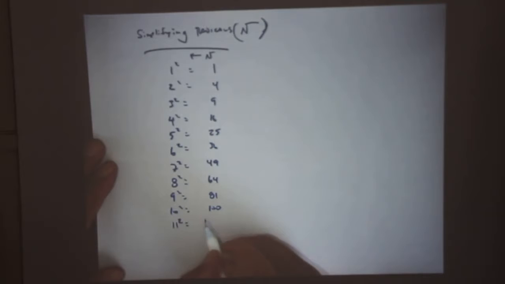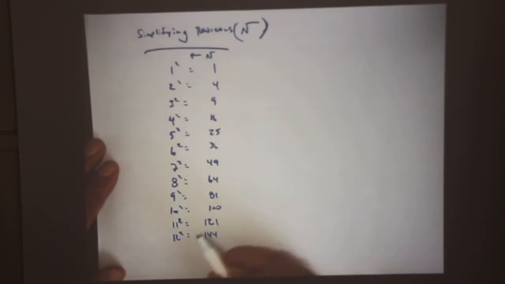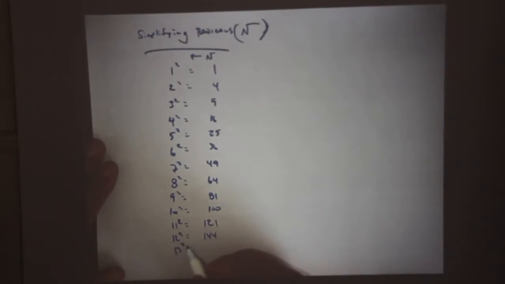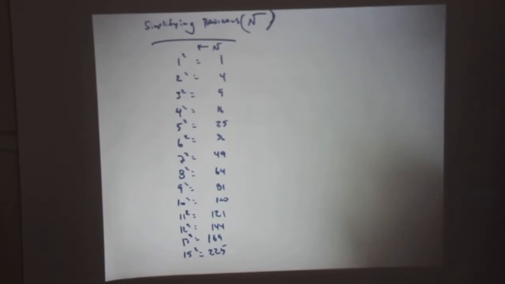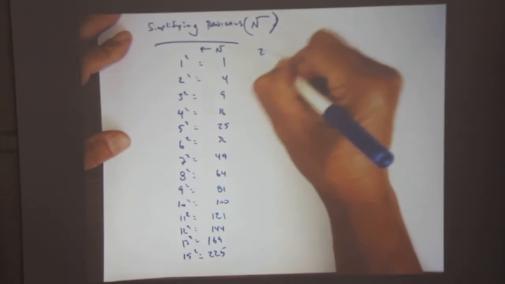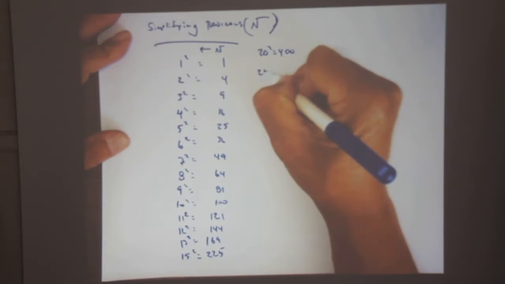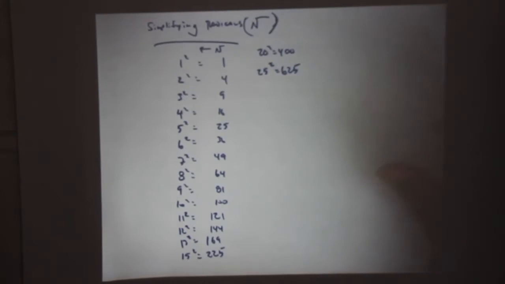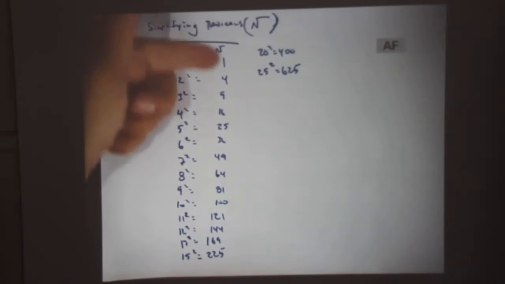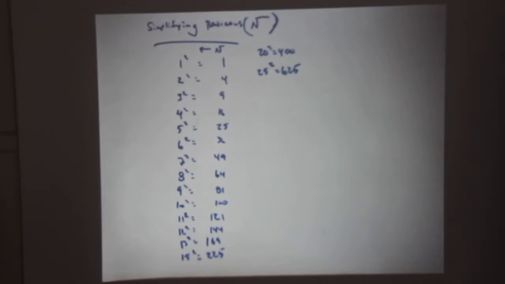11 squared is a popular one that shows up a lot in math. 121. 12 squared does frequently as well, 144. 13 squared is 169. Then it jumps kind of weird. It jumps to 15 squared, which shows up a lot in math. That's 225. 20 squared is 400, and 25 squared is 625. So your list of commonly occurring perfect square numbers, these values here, show up a lot in math.